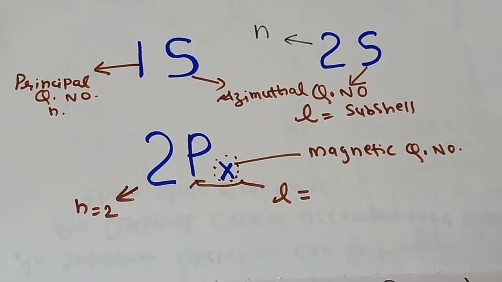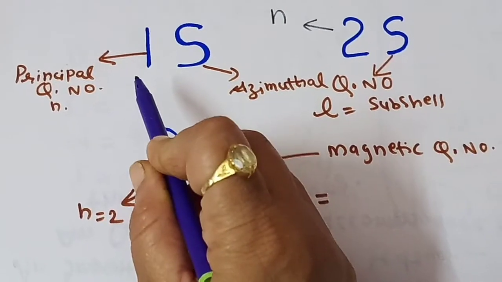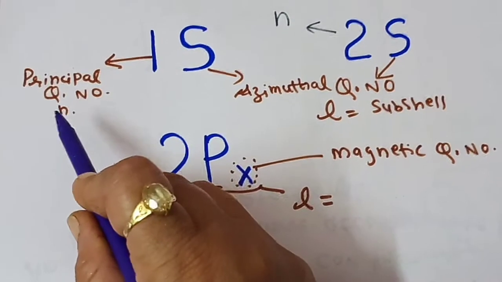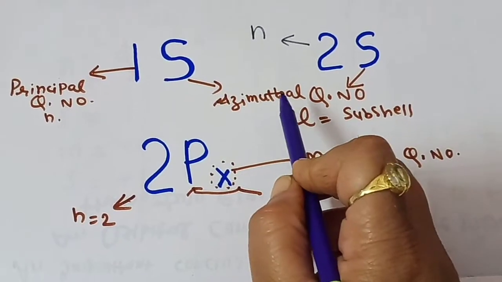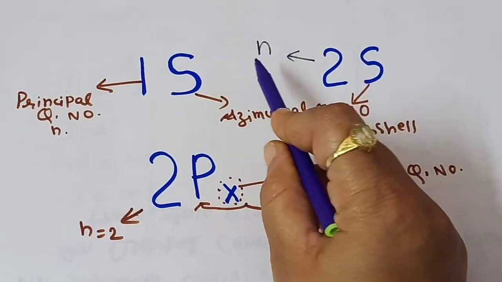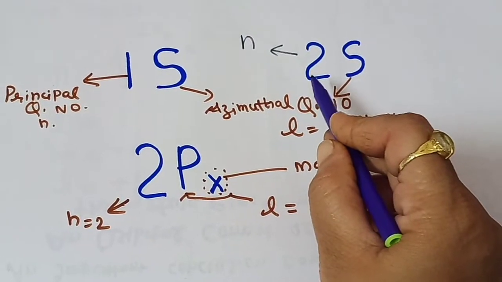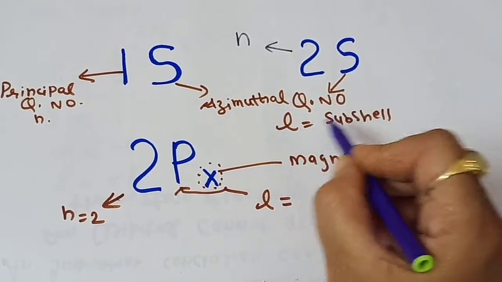Whenever we write orbitals like 1s, this 1 is our principal quantum number and this s is our azimuthal quantum number. Similarly, in 2s, this 2 is our principal quantum number and s is our azimuthal quantum number. This tells us about the shell and this tells us about the subshell.